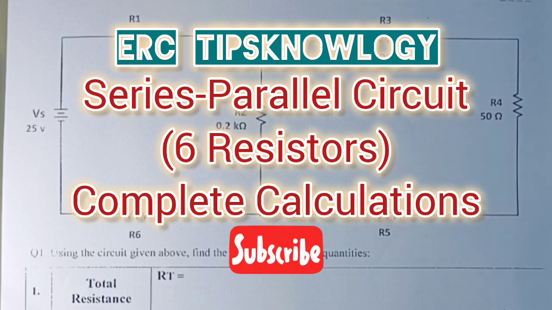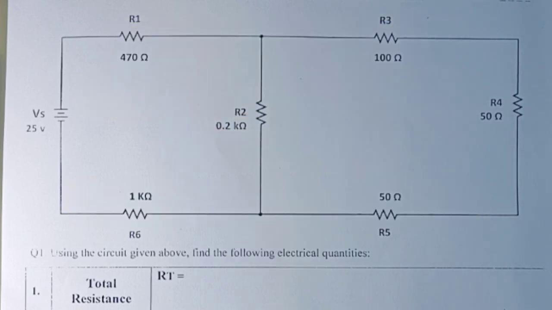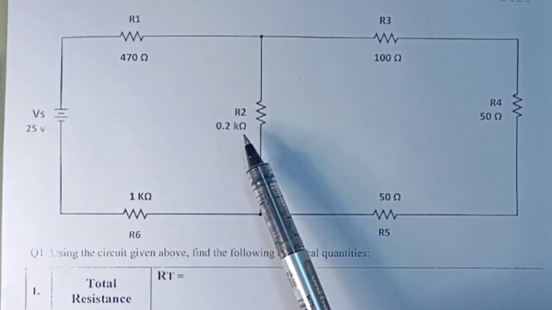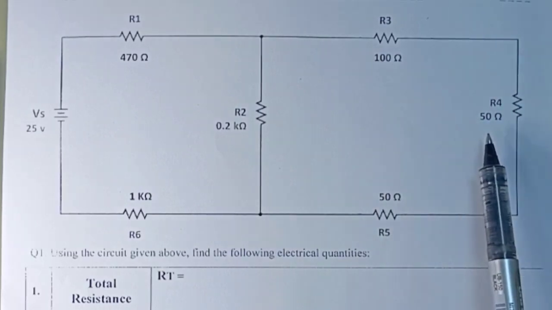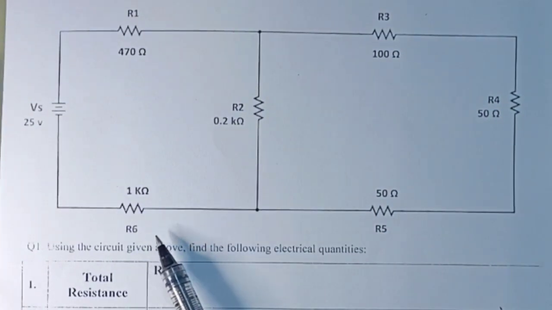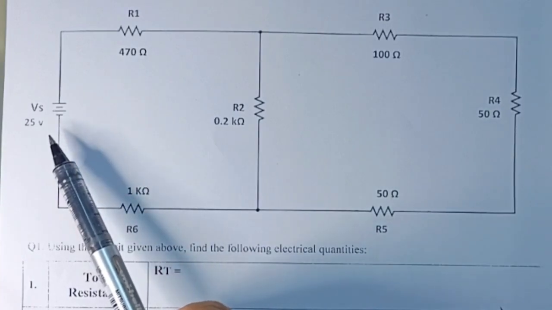In this video, we will be learning again how to do some calculations in a series parallel circuit. In this problem, we have R1 470 ohms, R2 0.2 kilo ohms, R3 100 ohms, R4 50 ohms, R5 50 ohms, R6 1 kilo ohms, and we have a voltage source of 25 volts.